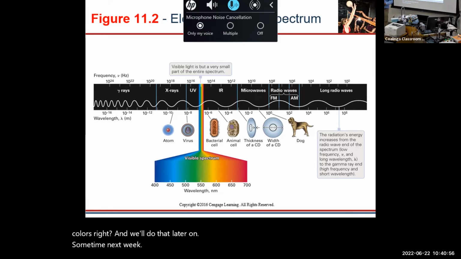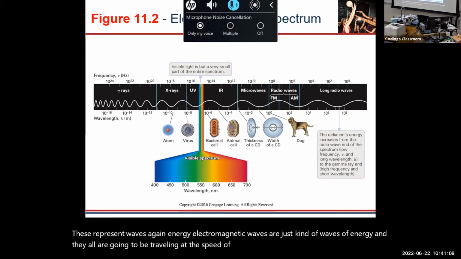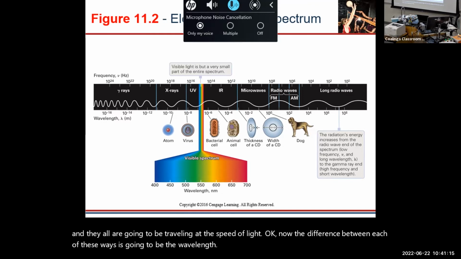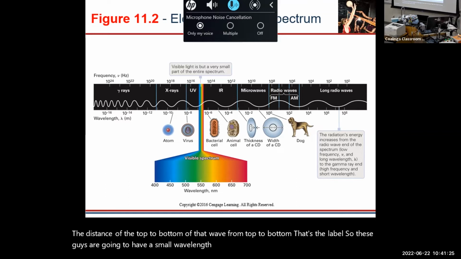Okay. Now, these represent waves, again, of energy. Electromagnetic waves are just waves of energy, and they all are going to be traveling at the speed of light. The difference between each of these waves is going to be the wavelength, the distance from top to bottom of that wave. So these are going to have a small wavelength. These are going to have a long wavelength.